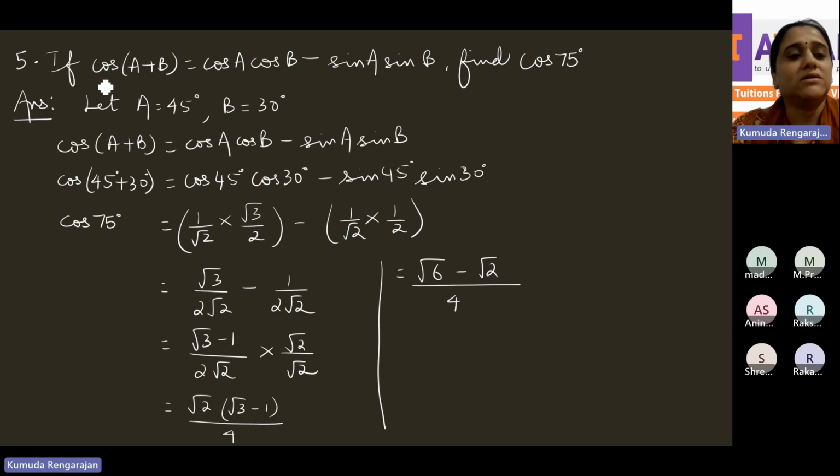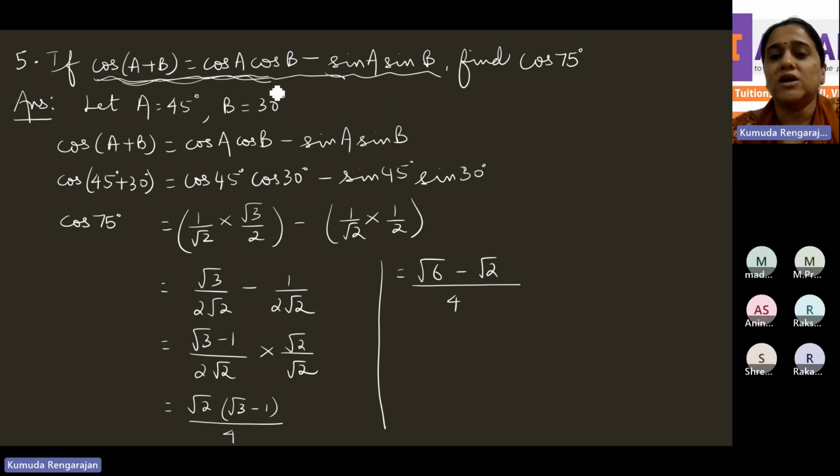So in this question, a formula is given to you. Cos of A plus B is equal to cos A cos B minus sin A sin B. This is a formula, the trigonometric formula. Using this formula, you have to find the value of cos 75 degrees. So for that, you need to take appropriate values for A and B, convenient values for A and B, so that you can fetch the values from the table.